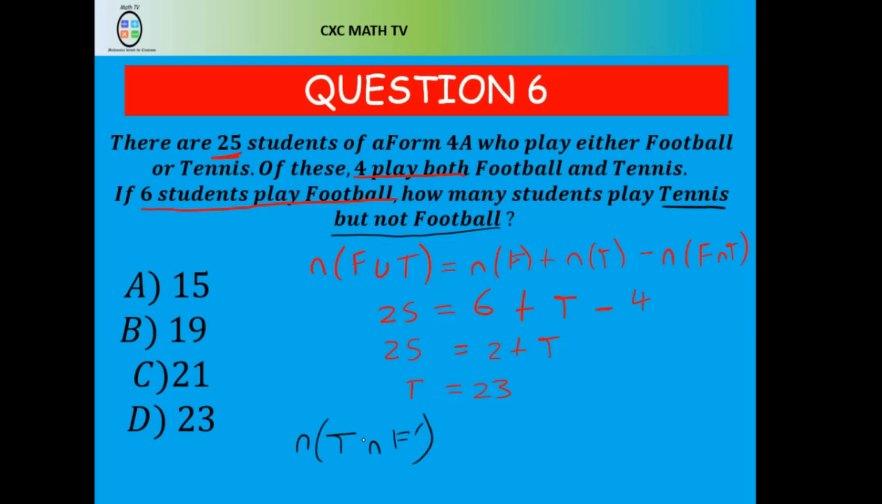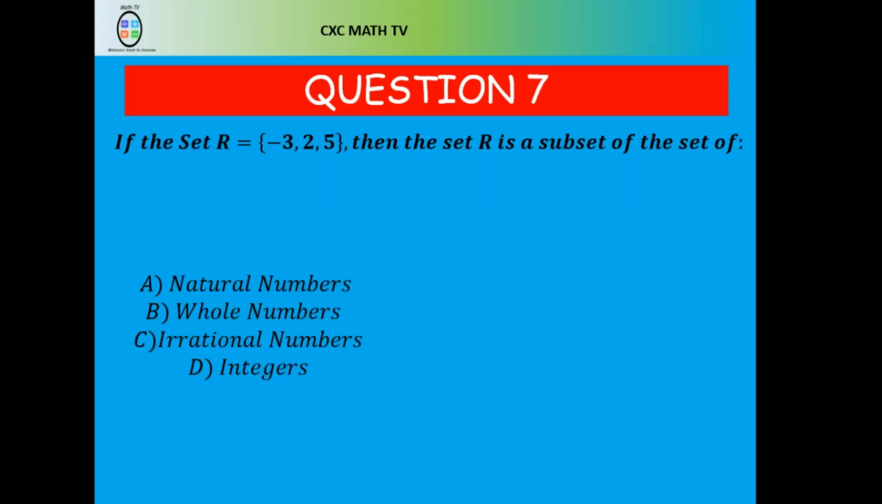So the number of persons that play tennis but not football is equal to the number of persons that play tennis minus the number of persons that play both tennis and football, and that would give you tennis and not football. So just remember this formula, please. You're going to be using it over and over and over again. So in that case, it is 23 minus tennis and football, which is 4. We work that out, we get 19, which is option B. Easy.